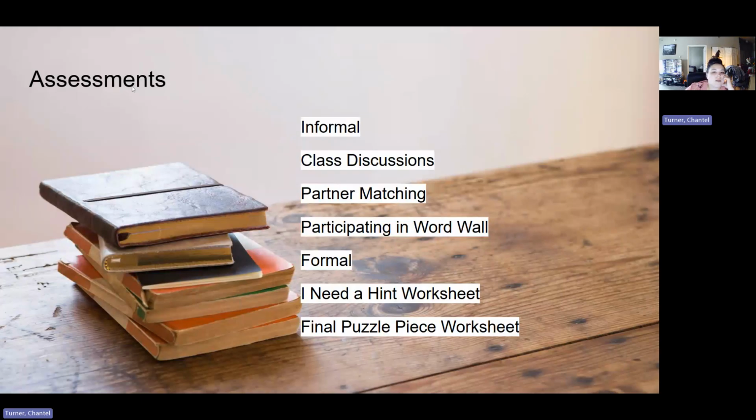Assessments: informal are class discussions, partner matching, and participating in the word wall. Formal are the I Need a Hint worksheet and the final puzzle piece worksheet. LA components: I chose reading, writing, speaking, and listening, and they will all be used during the beginning, during, and end. And these are my resources.